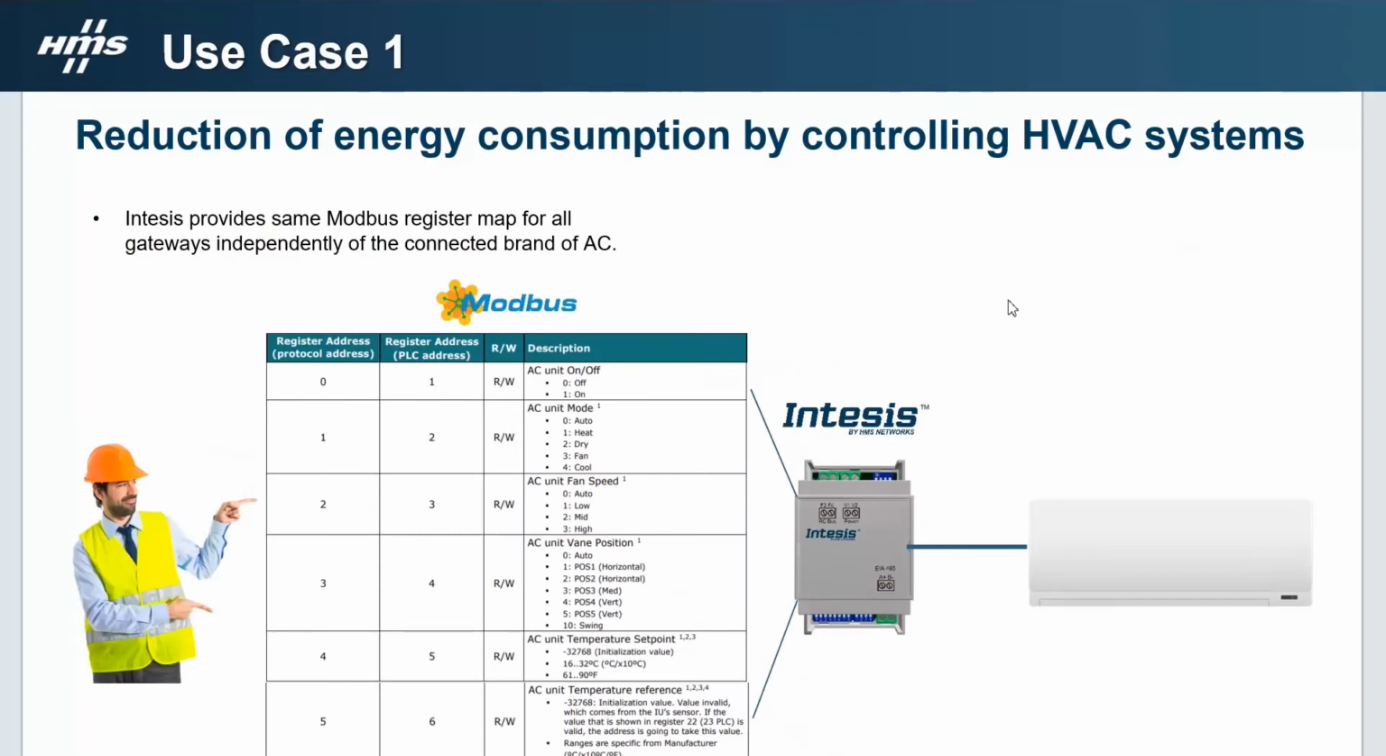So we, as Intesis, understood this problem, and we can offer the best solution to cover it. We provide Modbus interfaces for the major air conditioning brands, and all of our one-to-one Modbus interfaces provide a consistent Modbus register map, which means that we keep the same register map regardless of the AC brand. So for all the brands we are covering, the on-off register will be the same, the number 0.